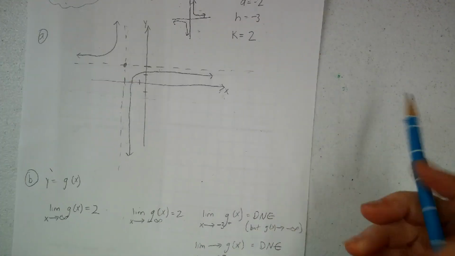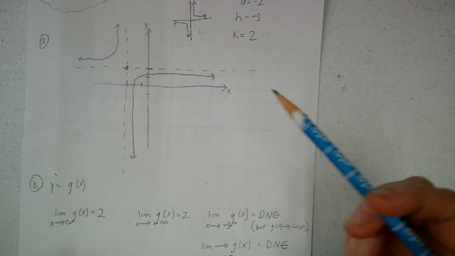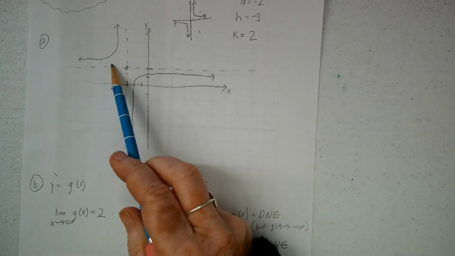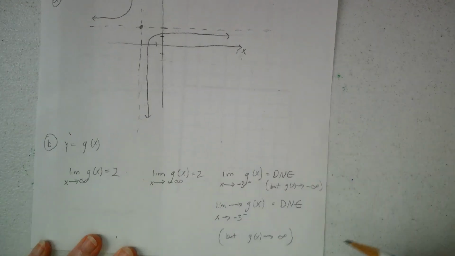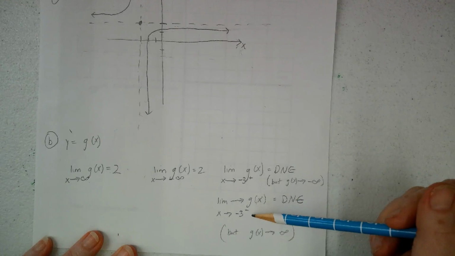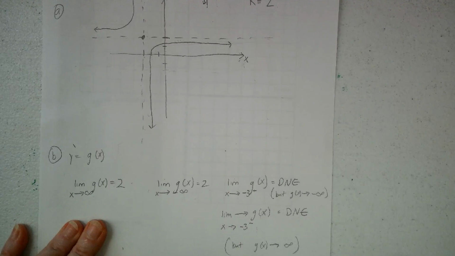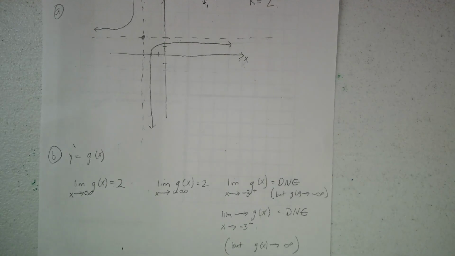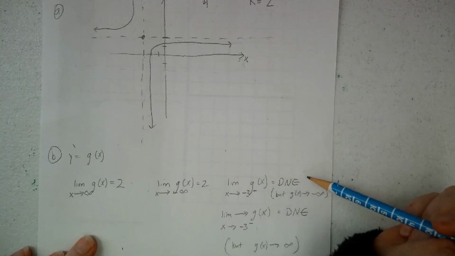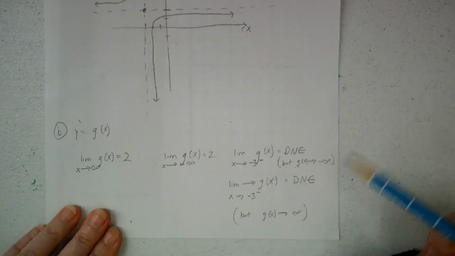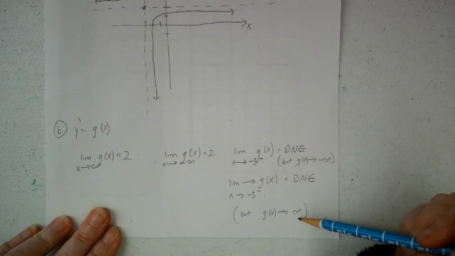And then as x approaches -3 from the left, that's down here, it's going to go up to infinity. But this book, the CPM, says it does not exist because it can never actually get to infinity. So we say it does not exist, but the graph, g of x, goes to infinity.